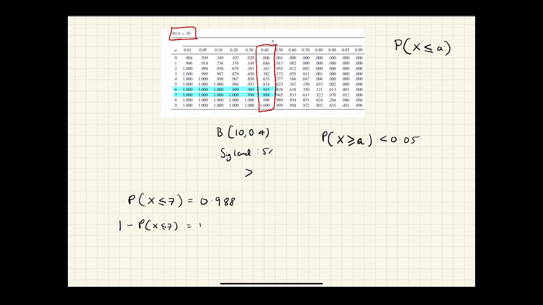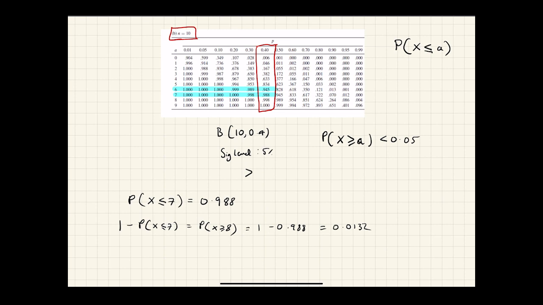What will that give us? That will give us the probability that x is more than or equal to 8. If we do that, we get 1 minus 0.988, which is equal to 0.012. And as you can see, this value is less than 0.05. So this part is within the critical region. Now, if we did that for this one, or this one, we'd find that's the case for all of them.